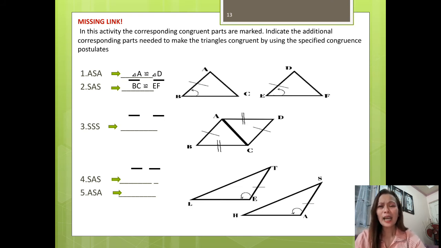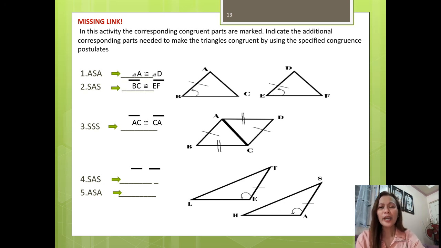For number 3, side, side, side. Refer to the given figure at the right. Obviously, side AB is congruent to side CD. What else? Side BC is congruent to side DA. So there is one missing congruent side. There is one common side between two triangles, and that is side AC is congruent to side CA.